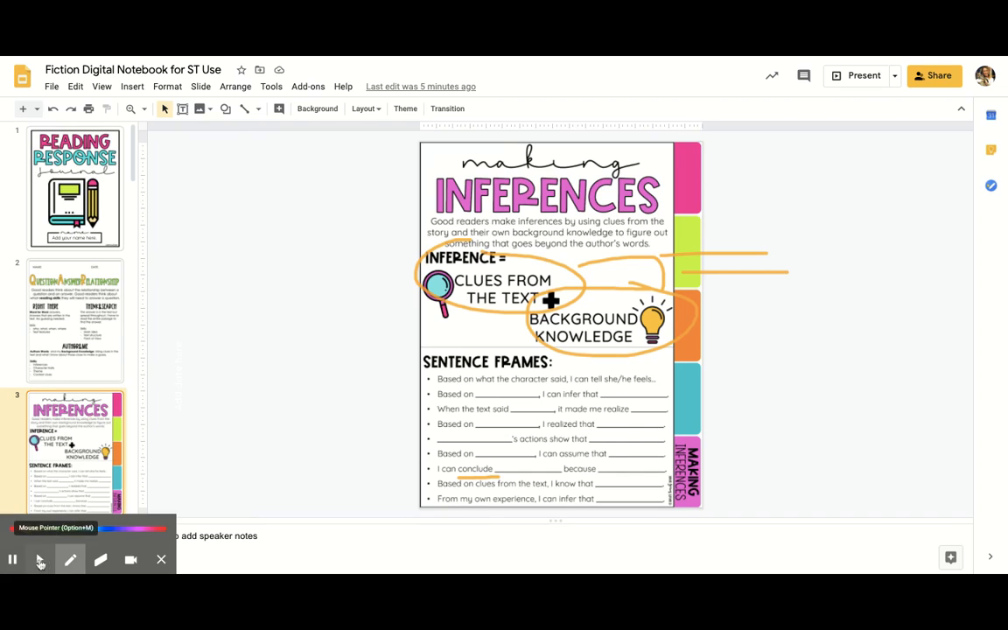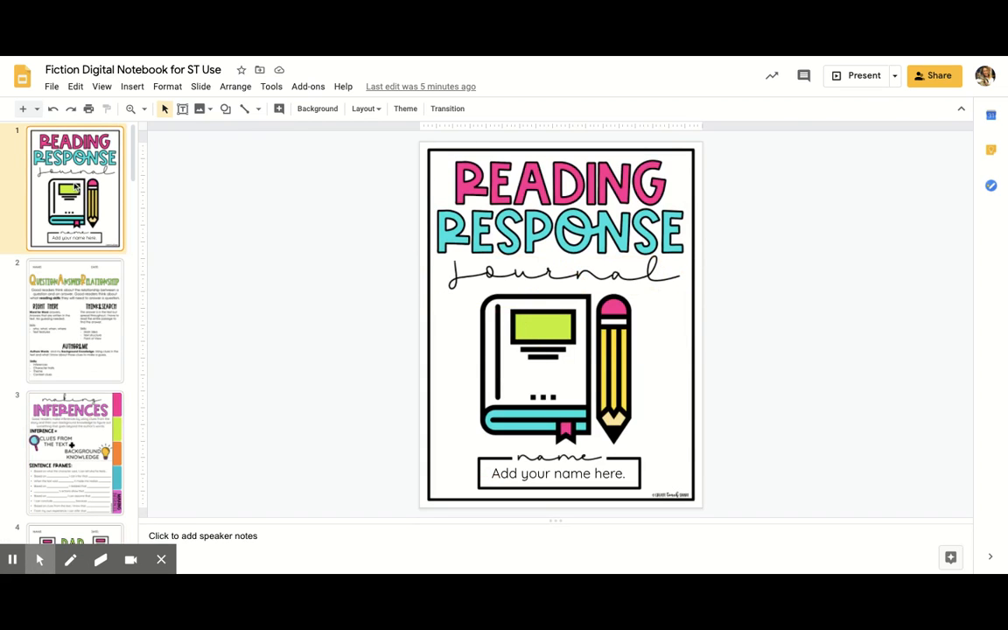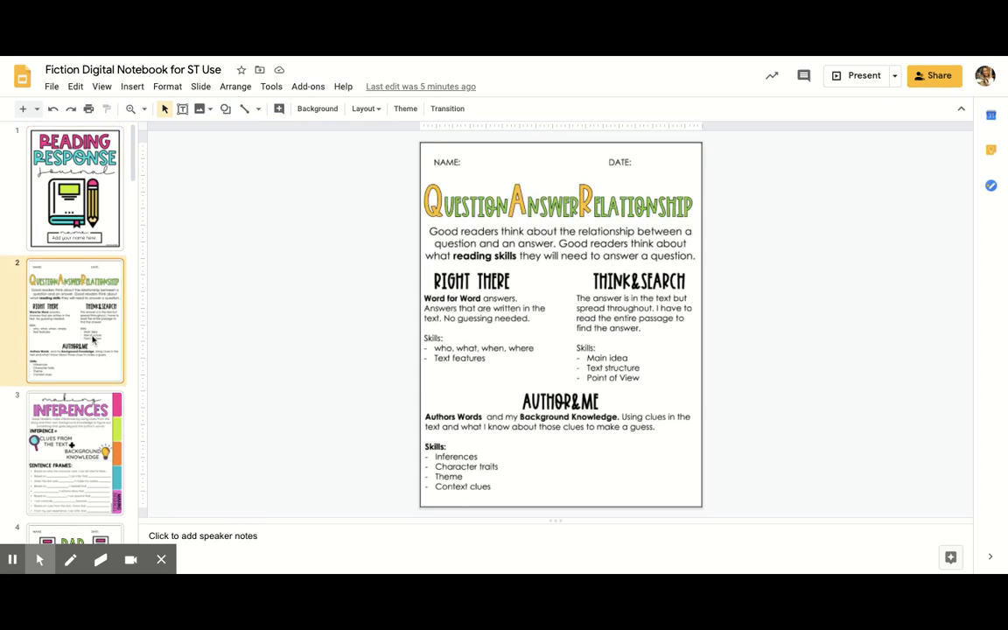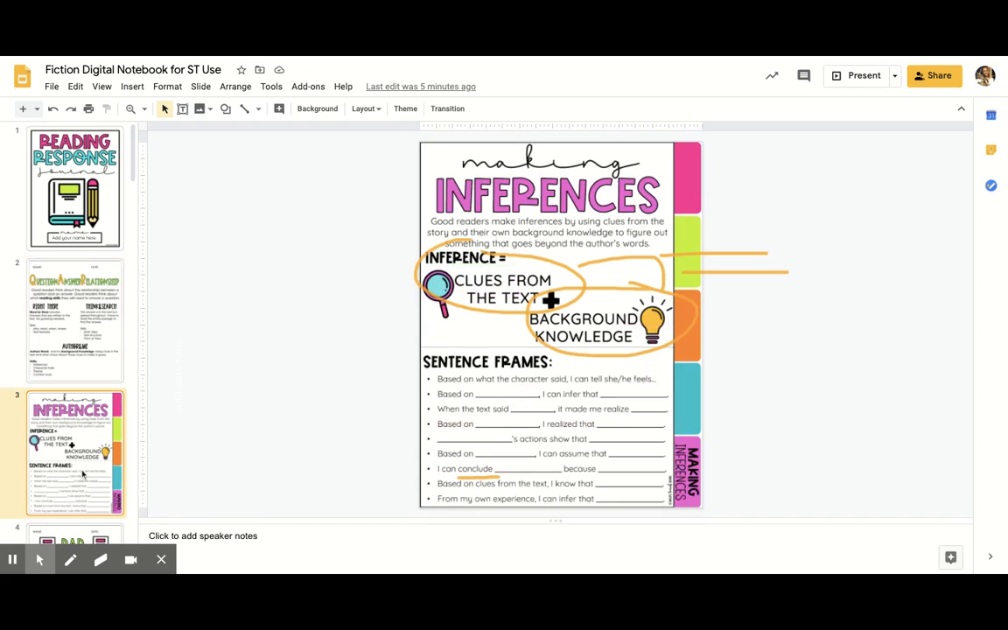Now, if you'll notice, I am in your reading response journal. This is your journal that you're going to have on Google Classroom. So anytime that you're doing a we do or you're doing a you do and you don't remember how to do something, you can come to these pages and these anchor charts will be here for you.